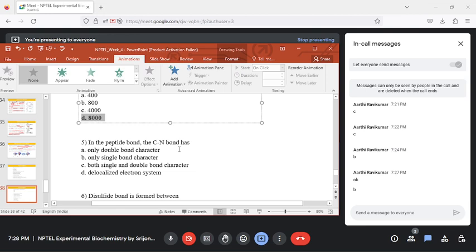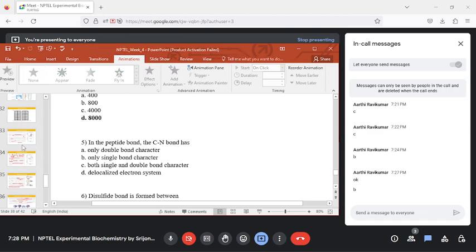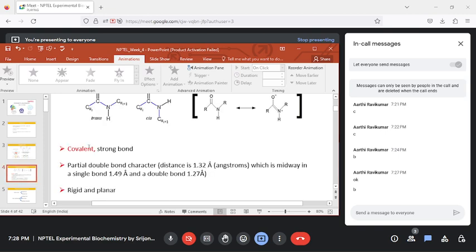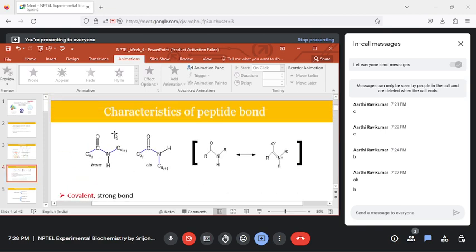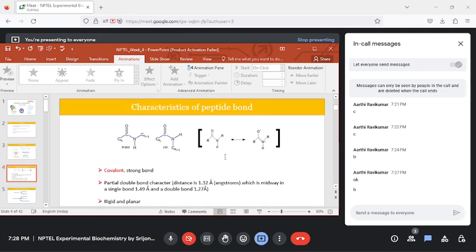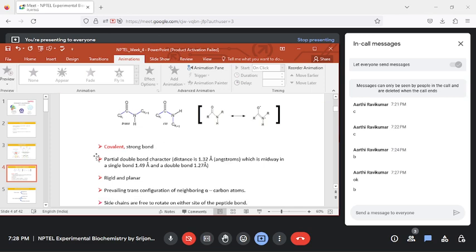So which is the correct option, or which are the correct options? So what happens? Okay, single bond character. Is it so? Okay, let's get back to the structure of where we were speaking about the characteristics of the peptide bond. So these are covalent bonds and these are strong bonds.